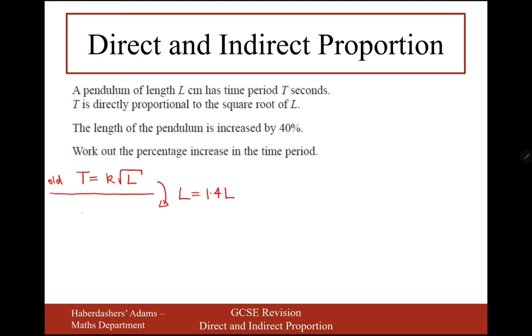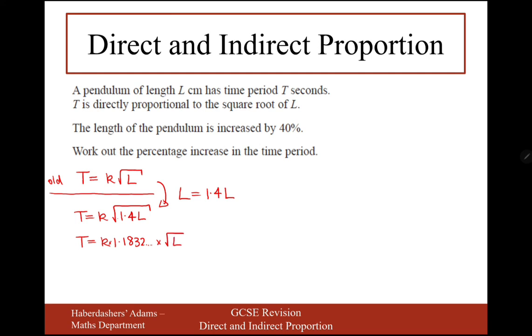So now I'm going to be replacing L with 1.4L. Work out the percentage change in the time period here. So what I'm now going to do is expand the brackets. I'm now going to expand the square root of 1.4. What's the square root of 1.4? It is 1.1832... times the square root of L still.